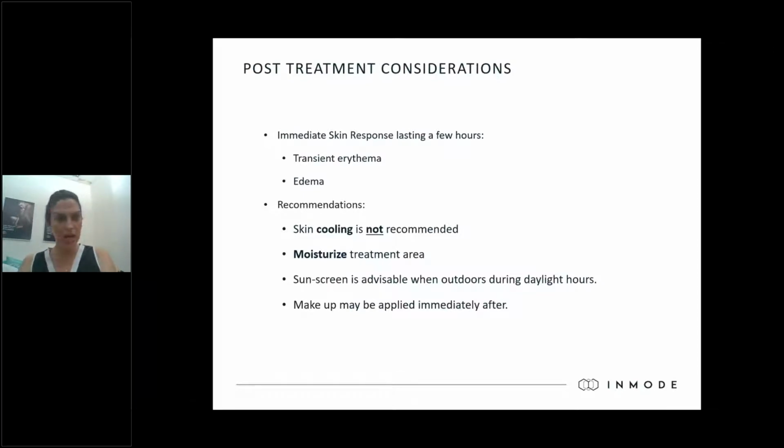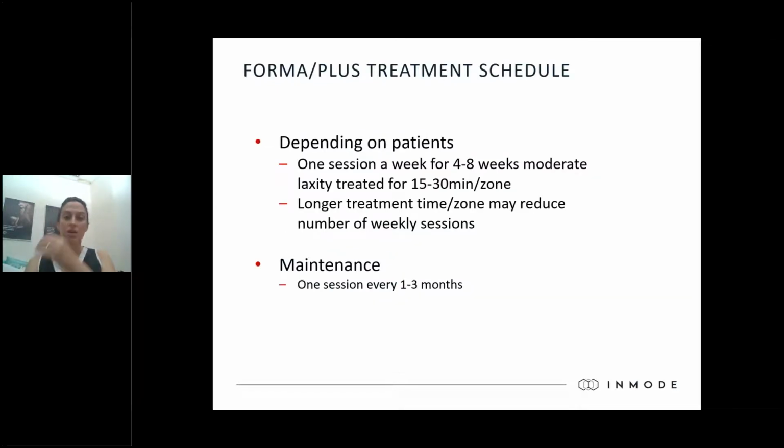So I think we're just about to see some before and after pictures. Oh, treatment schedule. Okay, so we're talking about 1 session per week for at least 6 sessions, if you ask me.